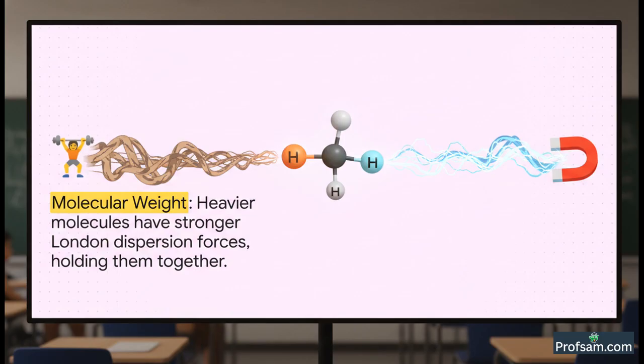So just think of it like this. It's a tug of war. On one side is the molecule's weight, and on the other side is its, let's call it magnetic nature, or polarity. Who wins this tug of war decides the boiling point.